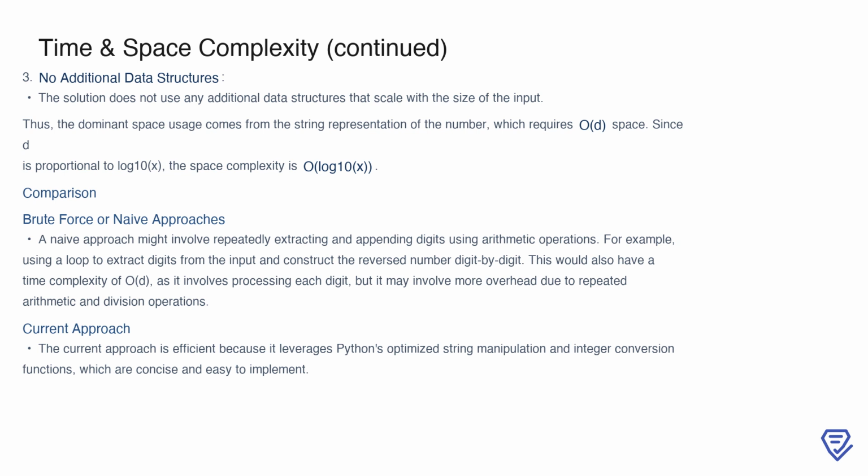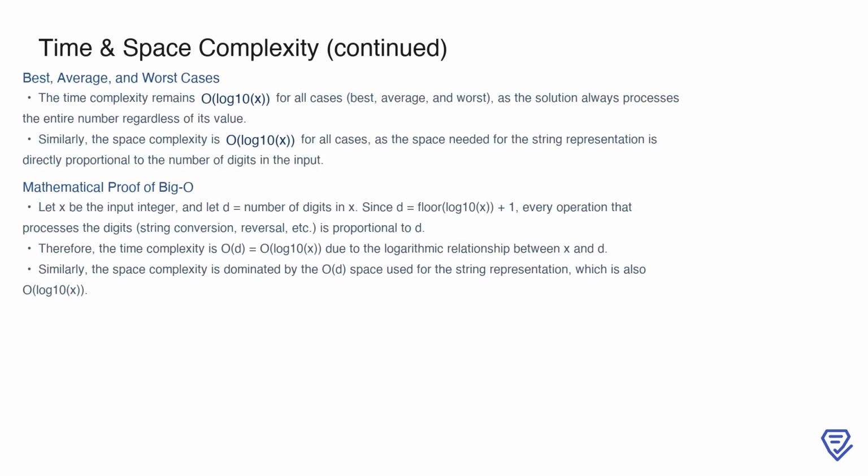By contrast, the current approach is more efficient, as it takes advantage of Python's highly optimized string manipulation and integer conversion functions, making it both concise and easy to implement. Analyzing the best, average, and worst cases, the time complexity remains O(log10 x) across all scenarios. This is because the solution always processes the entire input number, regardless of its specific value.